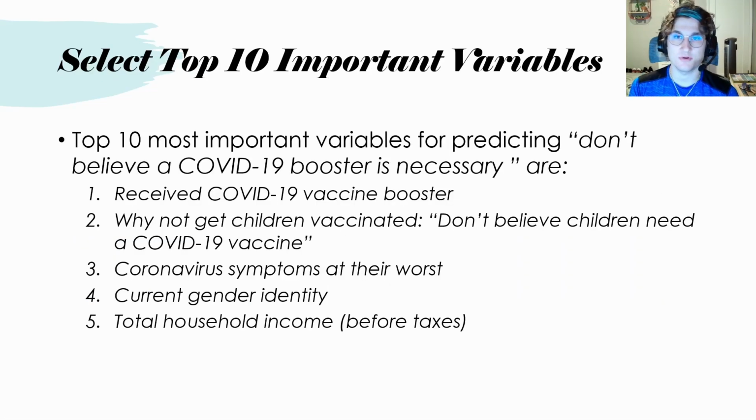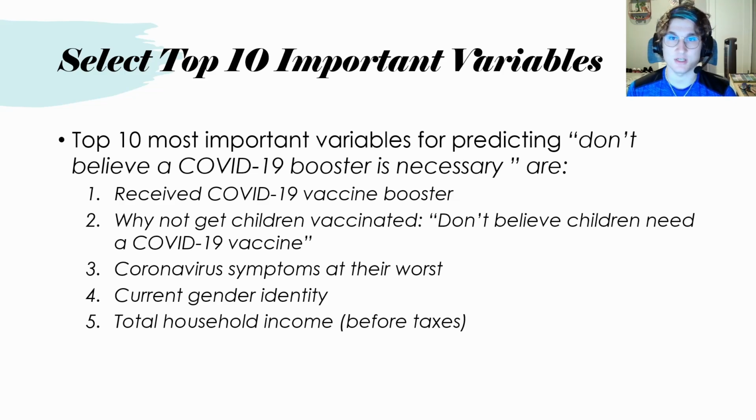So the second most important variable in the model was based around a question about why the respondent didn't get their child vaccinated, and them selecting one of the several responses, one of which was that they don't believe the child needed to be vaccinated. This makes a lot of sense. If you don't think your kid needs vaccinated, you probably don't think you need the booster after you got a first or second dose of the vaccine.